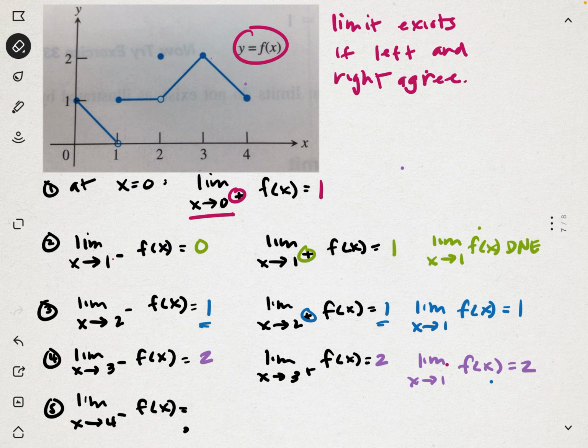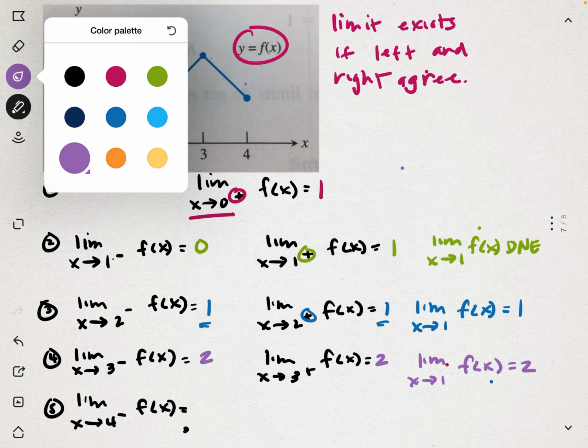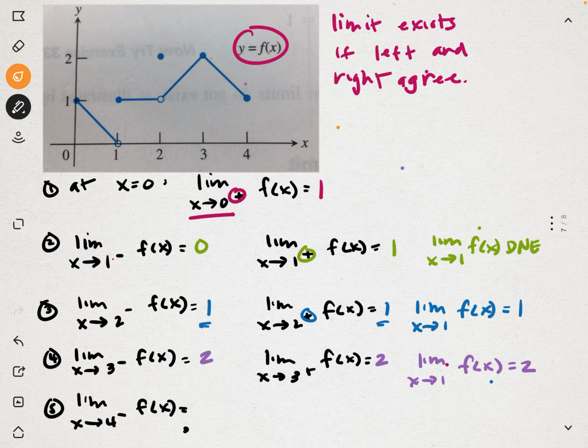Okay, and the last point of interest is at 4. We can't approach from both sides because the graph stops at 4, right? So we can approach from the negative side though. And as we approach from the negative side, the limit is 1. Okay, so notice the only place where a limit does not exist is at 1. Every other place we could find a limit.